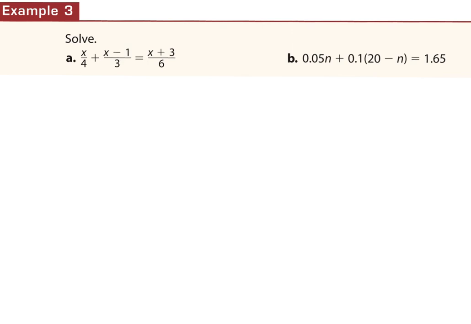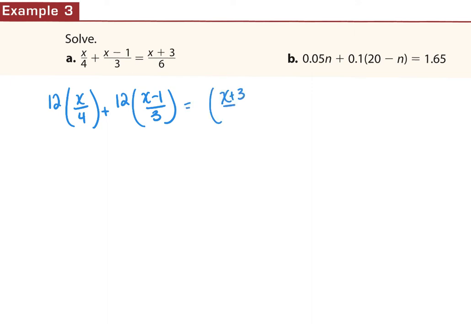And so I am going to multiply every single piece by that common denominator. So I am going to take the x over 4 and multiply that by 12. I'm going to take the x minus 1 over 3 and multiply that by 12. And I am going to take the x plus 3 over 6, and multiply that by 12. Why does this help me?